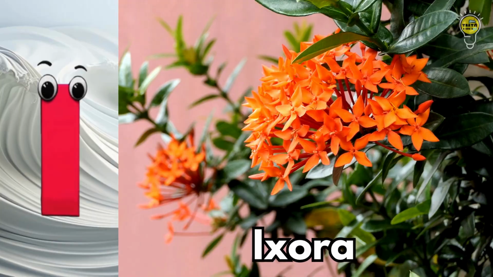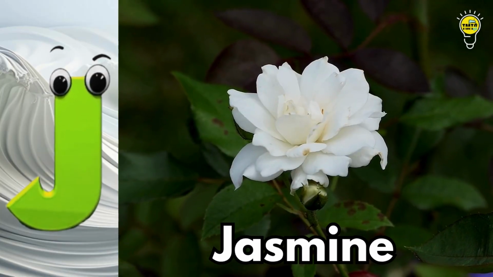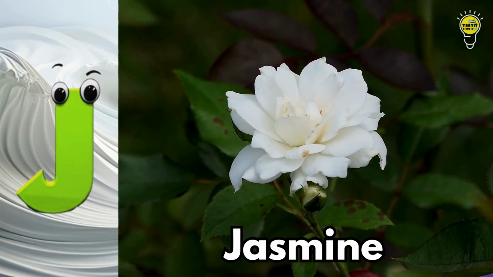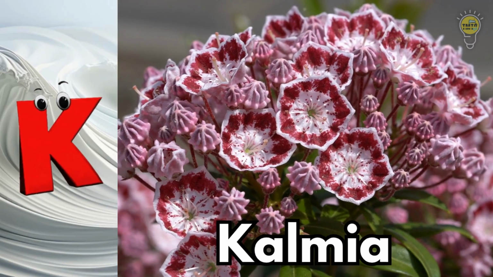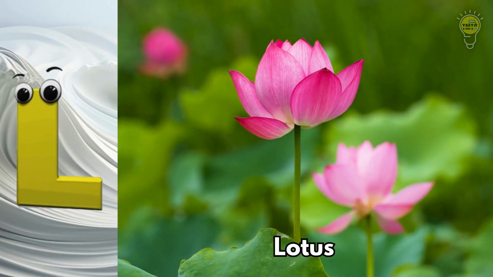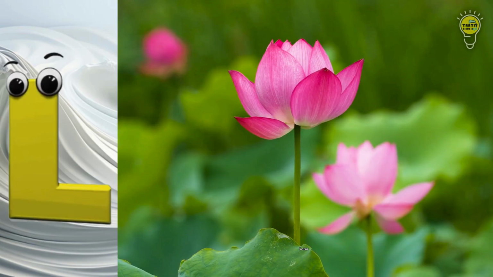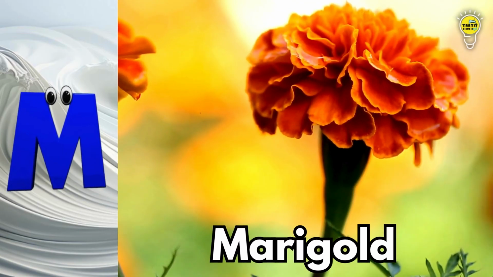I is for icora flower. I, icora flower. J is for jasmine flower. J, jasmine flower. K is for kalmia flower. K, kalmia flower. L is for lotus flower. Lotus flower. M is for marigold flower.